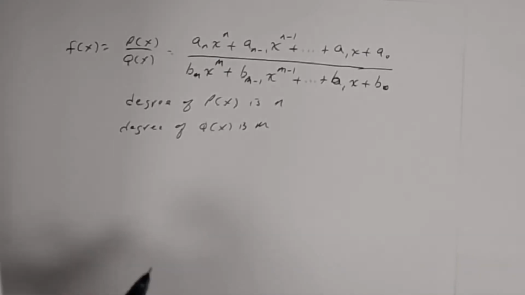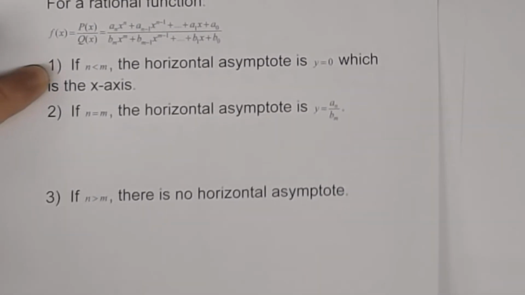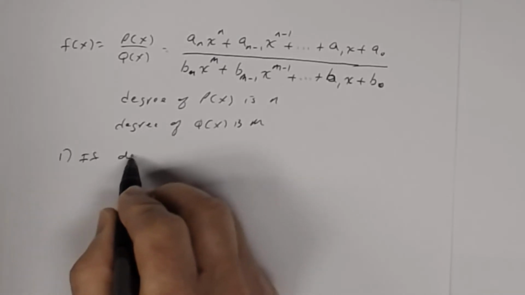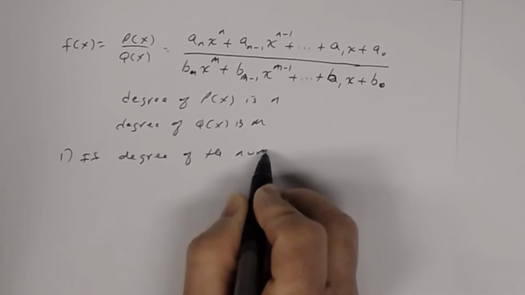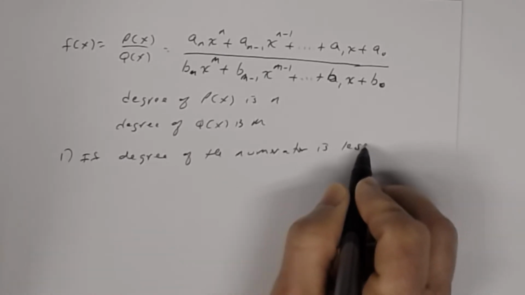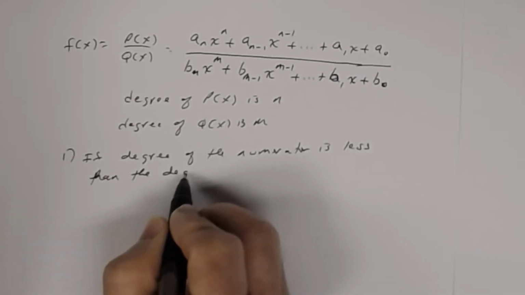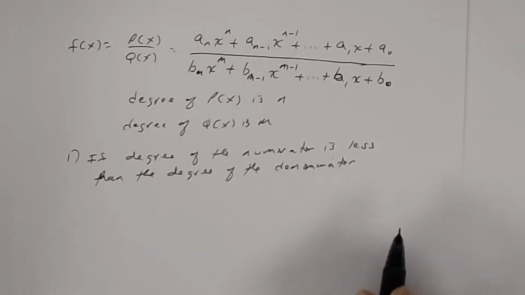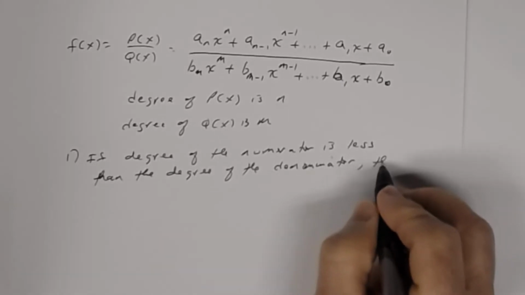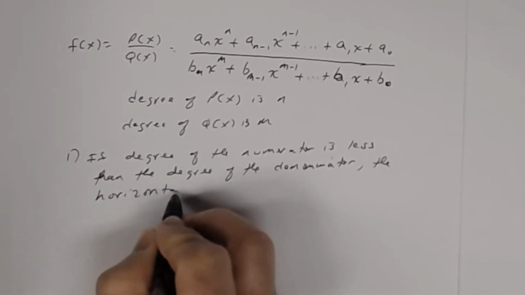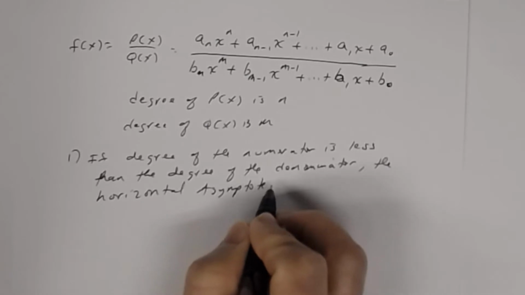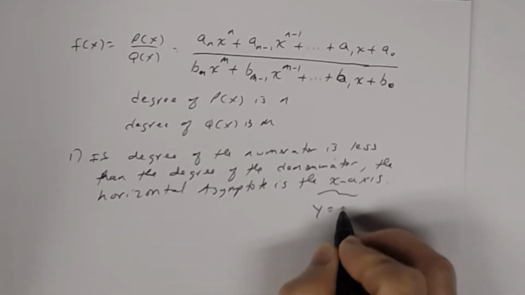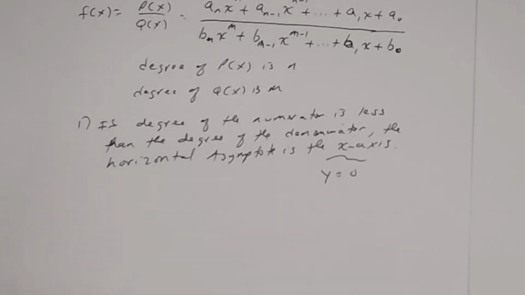Okay? All right, and so you have three situations. If n is less than m, so this is number one, if the degree of the numerator is less than the degree of the denominator, the horizontal asymptote is the x-axis. As an equation that's written as y equal 0. So y equals 0 and the x-axis are the same thing.